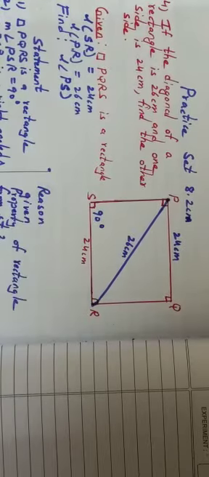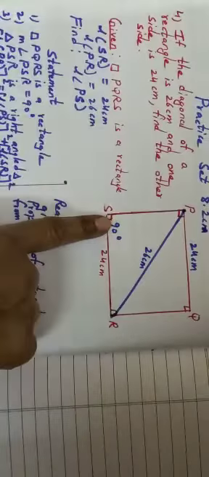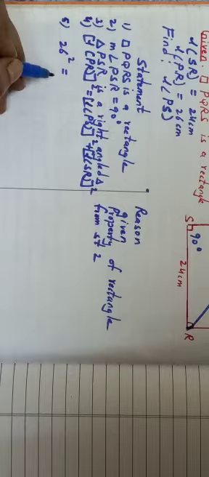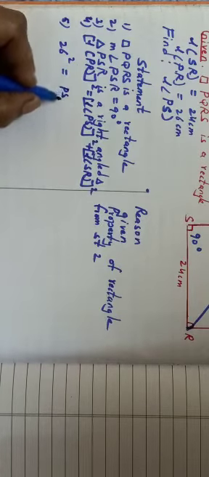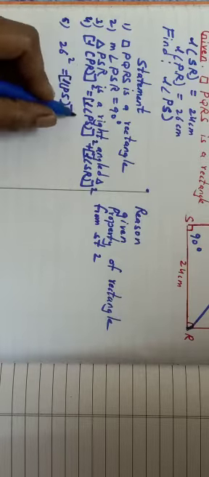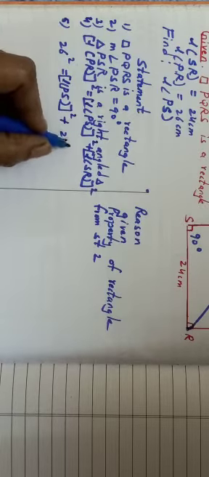So you can see here PR is 26. So I'm just substituting. And what is SR? SR is 24 and PS we have to find. So we can write here 26 square is equal to PS, we don't know, we will keep it as it is, length of PS square plus SR, which is 24 square.